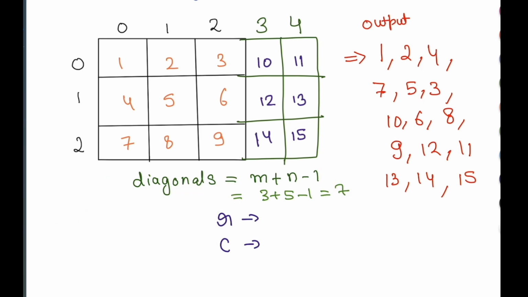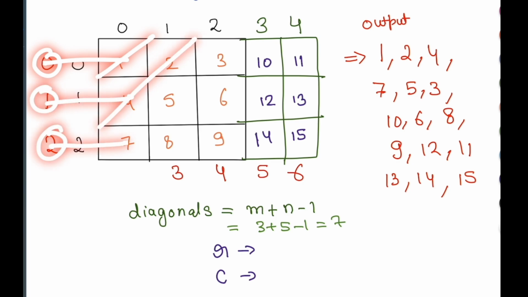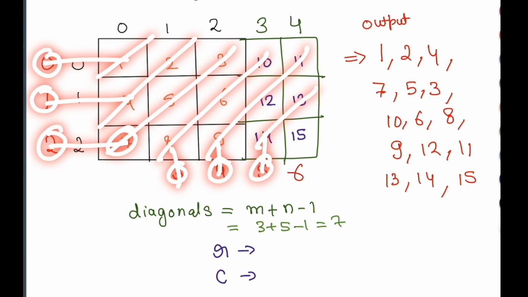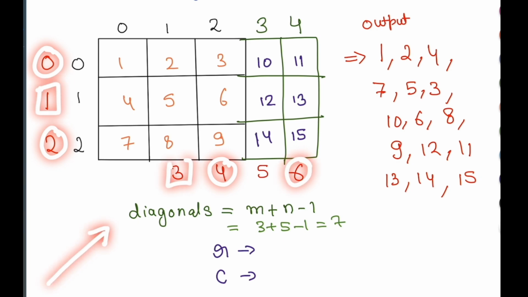So let me actually write those diagonal indexes. It is 0, then 1, then 2, 3, 4, 5, 6. Basically 0 means this is our starting point, and likewise for each of the other diagonals. When the diagonal indexes are even, 0, 2, 4, 6, you have to go up. When it is odd, then you have to go down.